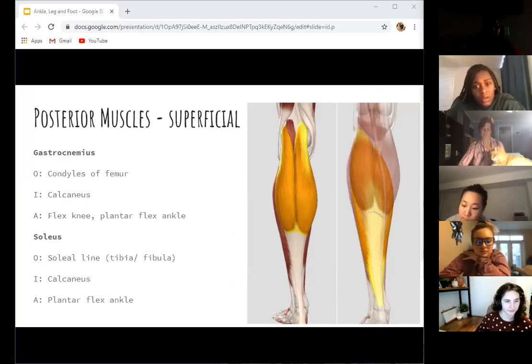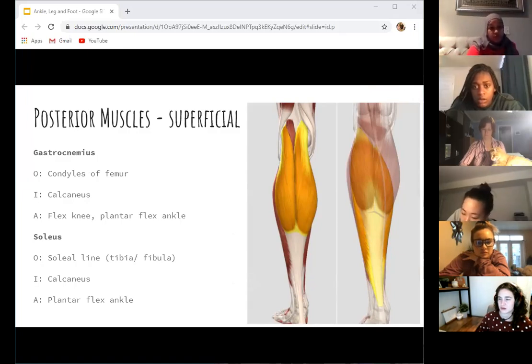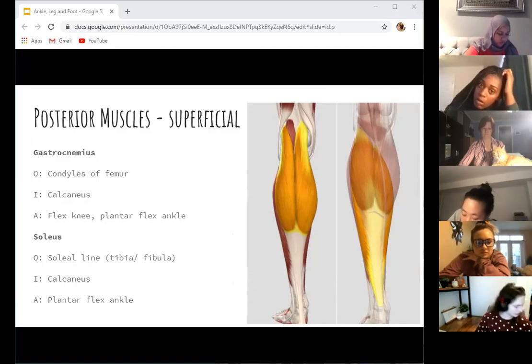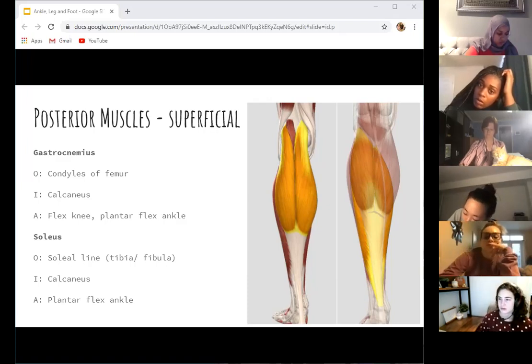Next, we're going to look at the superficial posterior muscles, the ones that are commonly referred to as your calf muscles. This is made of two muscles. It's your gastrocnemius, which is commonly called your gastroc, or your soleus muscle. The gastrocnemius originates on the condyle of the femur. It's going to insert on your calcaneus, and its action is knee flexion and plantar flexion at the ankle.